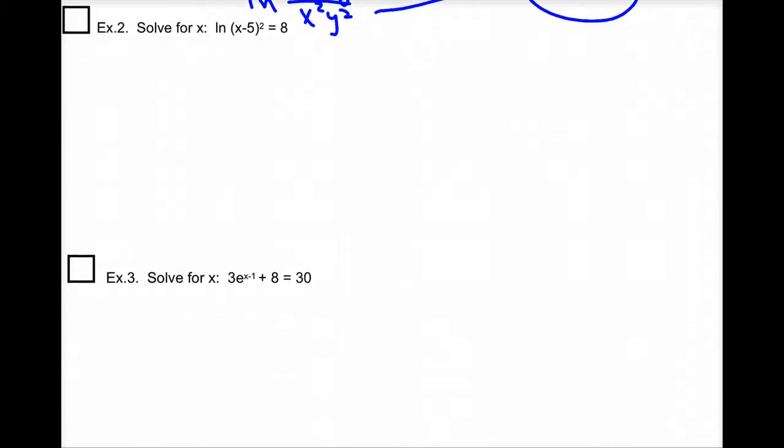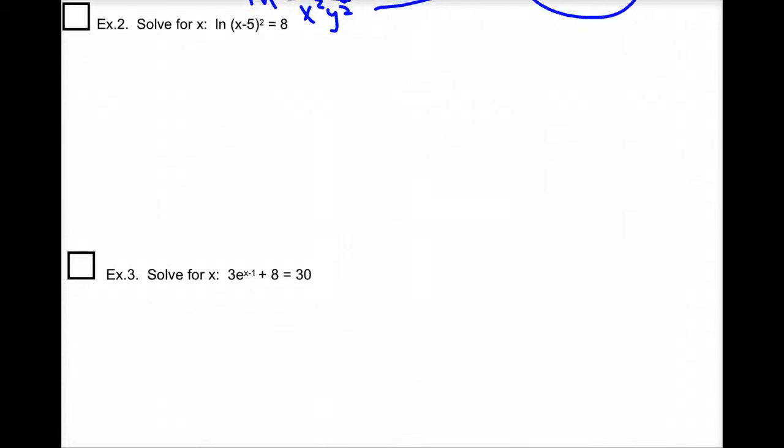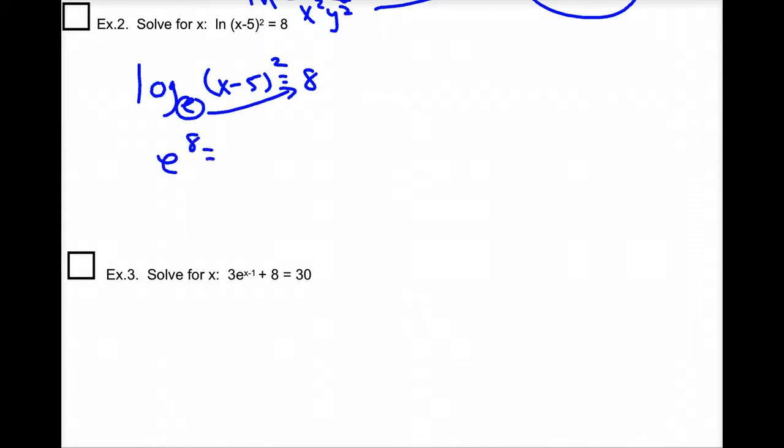Example 2. This is a solving one that has a single log. When you have a single log, I encourage you to get it alone and then rewrite it. Well, this log is already alone, so we're going to rewrite it. Keep in mind, this is log base e. So the rewrite would be build your house, take e to the 8th, and that equals x minus 5 quantity squared.